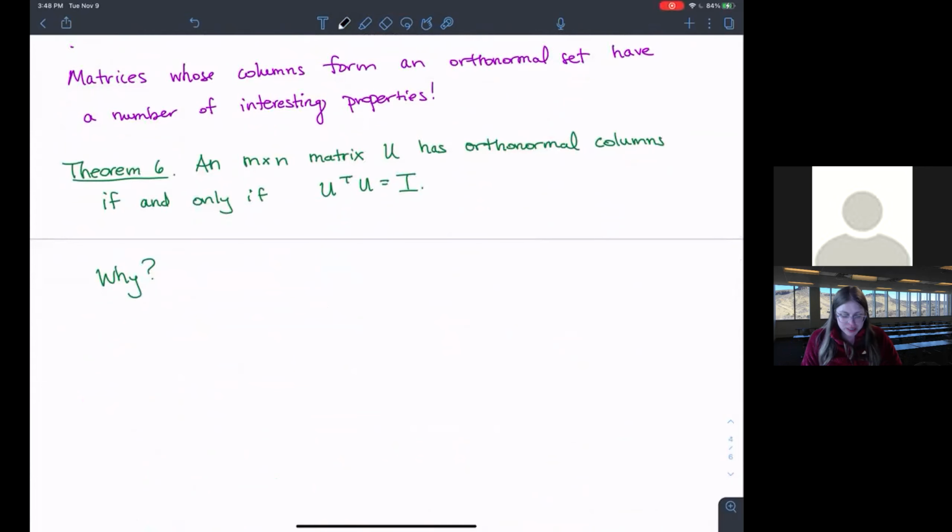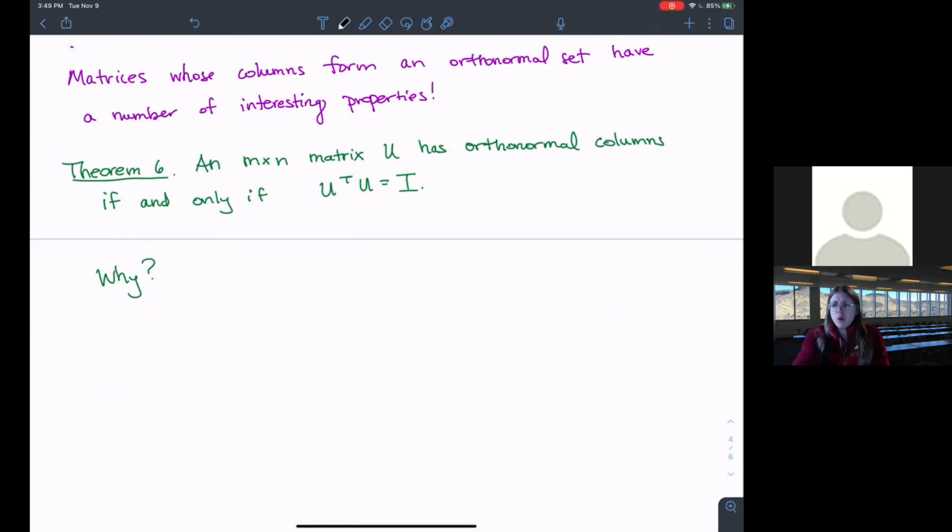Now, what's really cool is that matrices whose columns form an orthonormal set have a number of really interesting properties. So theorem 6 says that an m by n matrix U has orthonormal columns if and only if U transpose U is the identity matrix. So this is kind of cool because notice that U is not necessarily square. And because it's not necessarily square, it's not necessarily invertible. So it's not like this goes both directions. It's U transpose U, not the other way around.